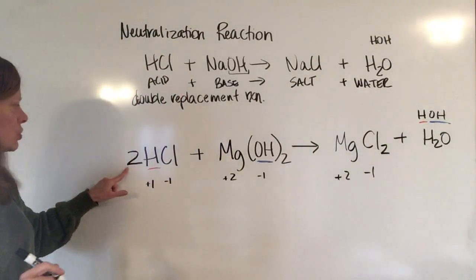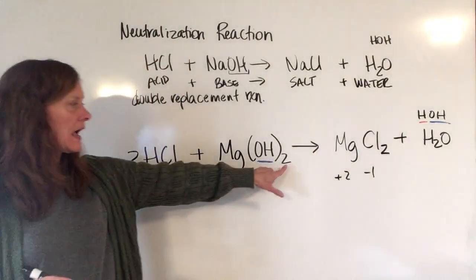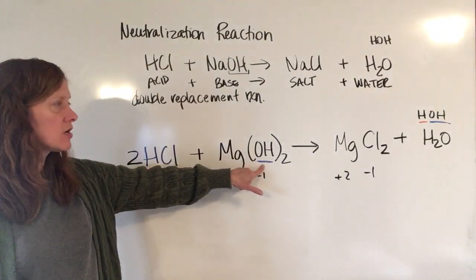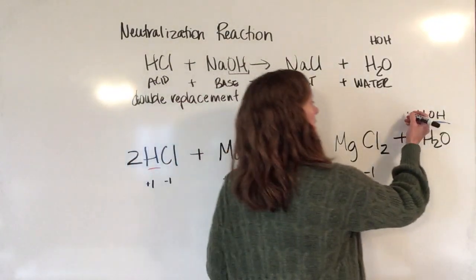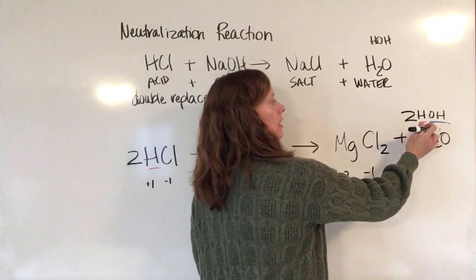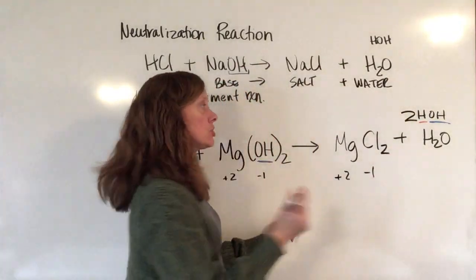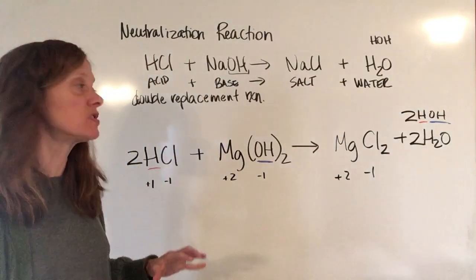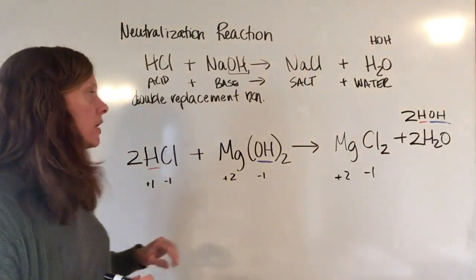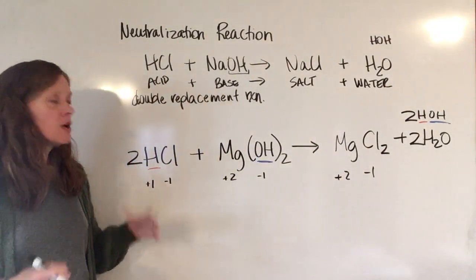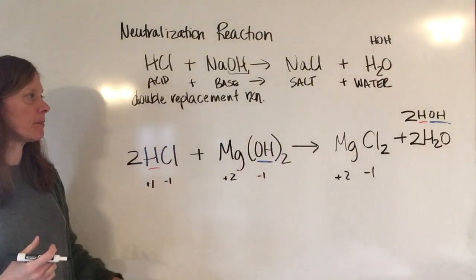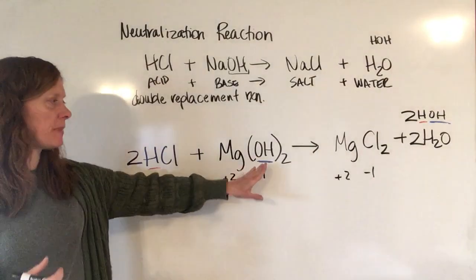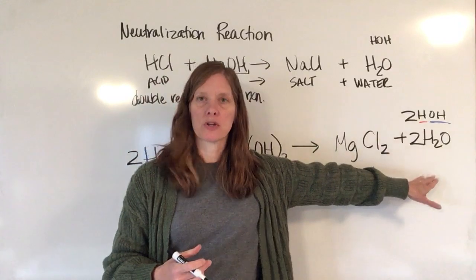So I have 2 of these and I have 2 of these. So what that means is that I need 2 of the HOHs, or 2 waters. Again, whichever way you write it doesn't make any difference to me as long as you understand where it's coming from. Okay, so there's our balanced equation. Everything's now balanced. An acid plus a base yields a salt plus water.